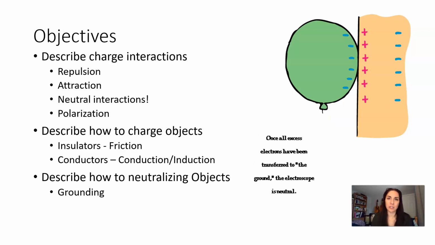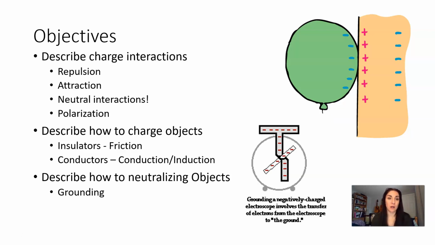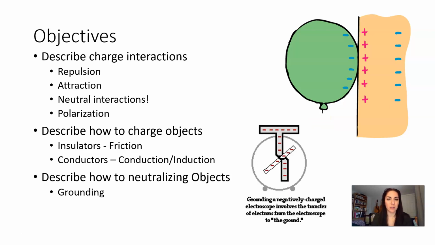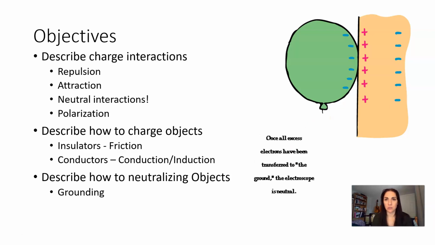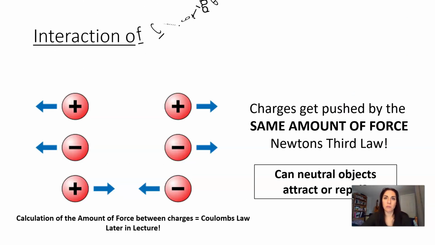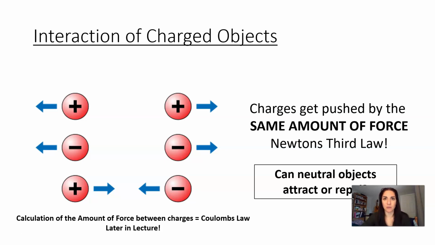So the first part of the lecture, we'll talk about charge interactions. We'll talk about attraction, repulsion, and neutral. We'll talk about what that means, and this thing called polarization. And then we'll talk about how you charge objects, and it depends on whether it's a conductor or insulator. You might have heard those words before, so I'll reintroduce them. And then we'll talk all about neutralizing objects, which is just a really fancy word for grounding. This whole section is much more conceptual. I don't think there are any calculations in this section, so I don't know, for some of you that's good and for some of you that's bad, so just be aware that this is all conceptual physics.